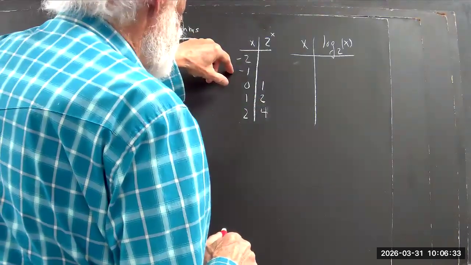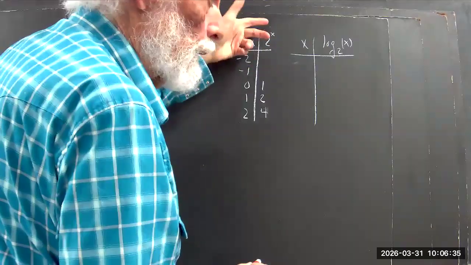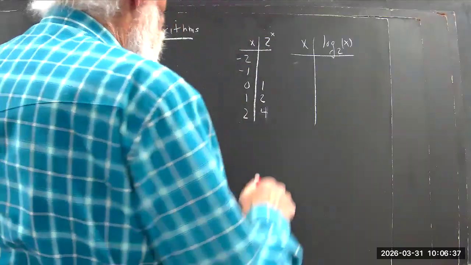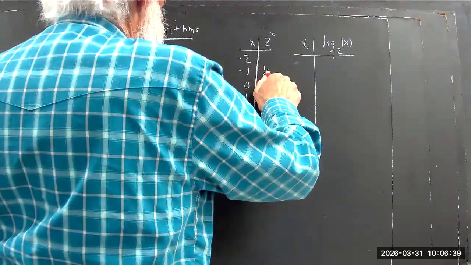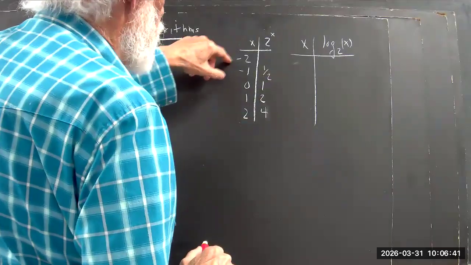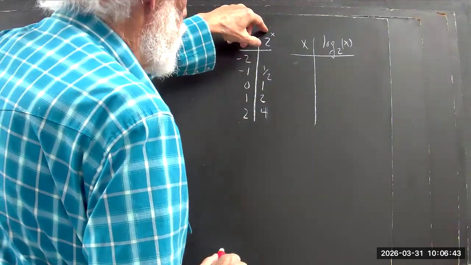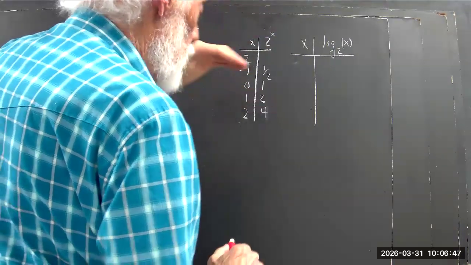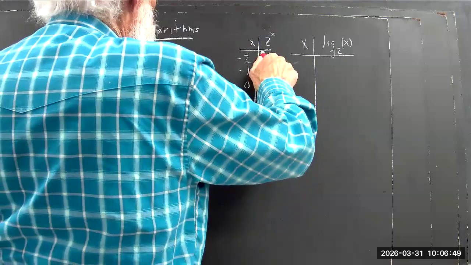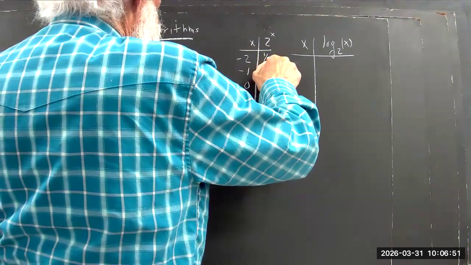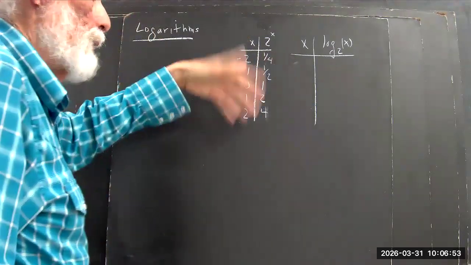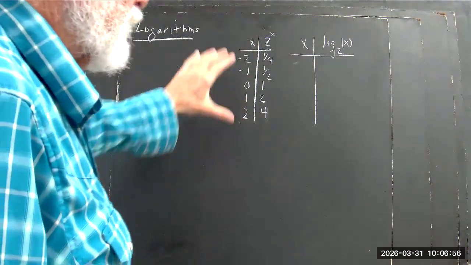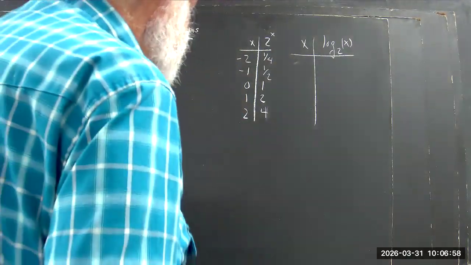When x is negative 1, you get 2 to the negative 1, which is 1 over 2 to the 1, which is just 1/2. When x is negative 2, you get 2 to the negative 2. 2 to the negative 2 is 1 over 2 to the second power, and 2 to the 2 is 4, so it's 1 over 4. Hopefully you totally understand this.